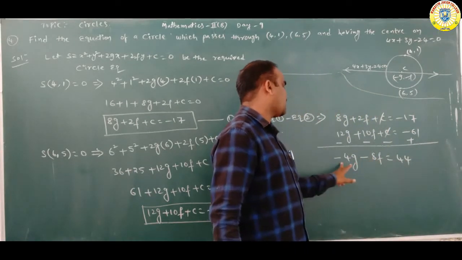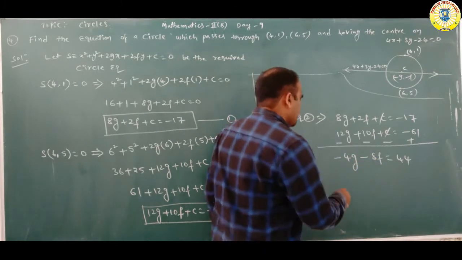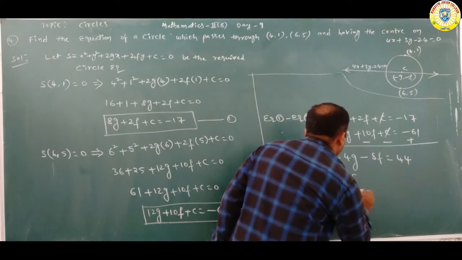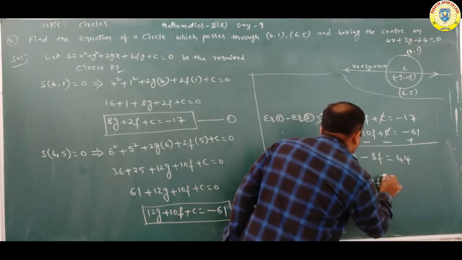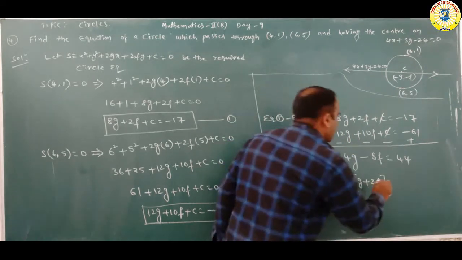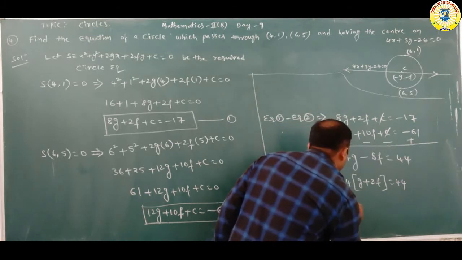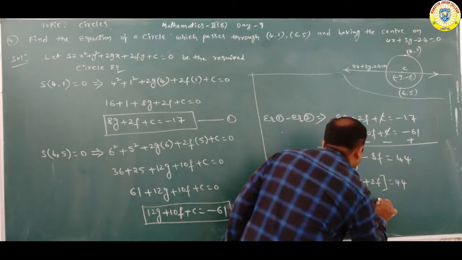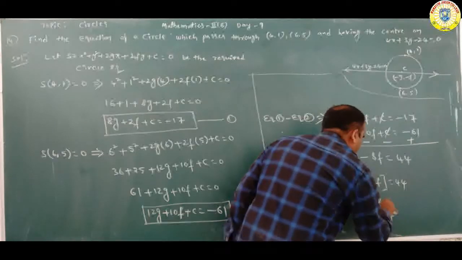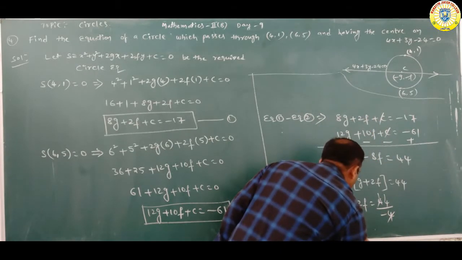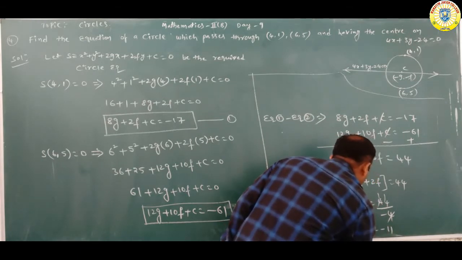Okay, now these two terms we can take common. Minus 4 we are taking common. The remaining value here: g plus 2f, into minus 4, is equal to 44. Okay? Here g plus 2f is equal to 44 by minus 4. Here 4 ones are 4, 11. Here g plus 2f is equal to minus 11.